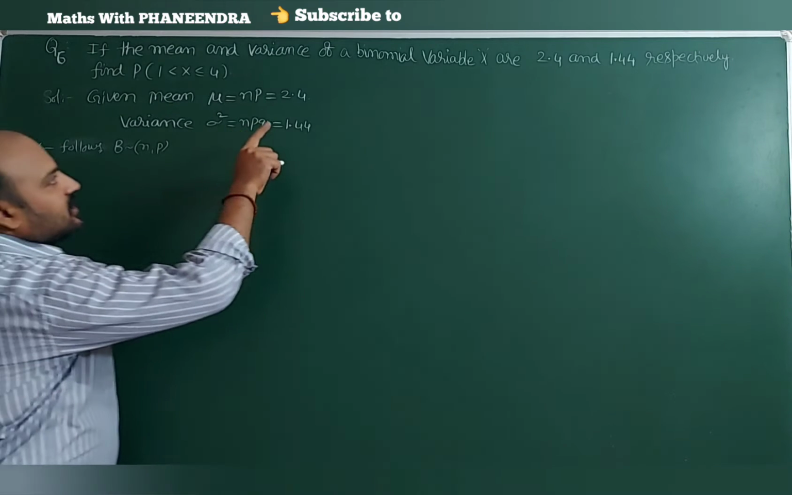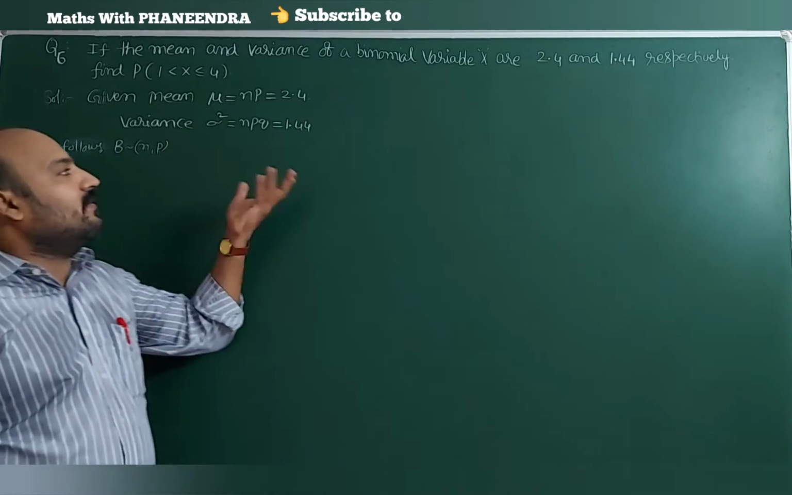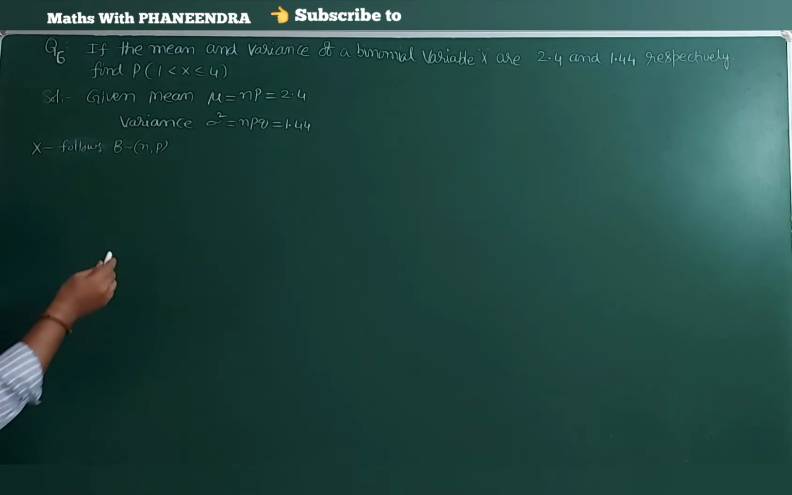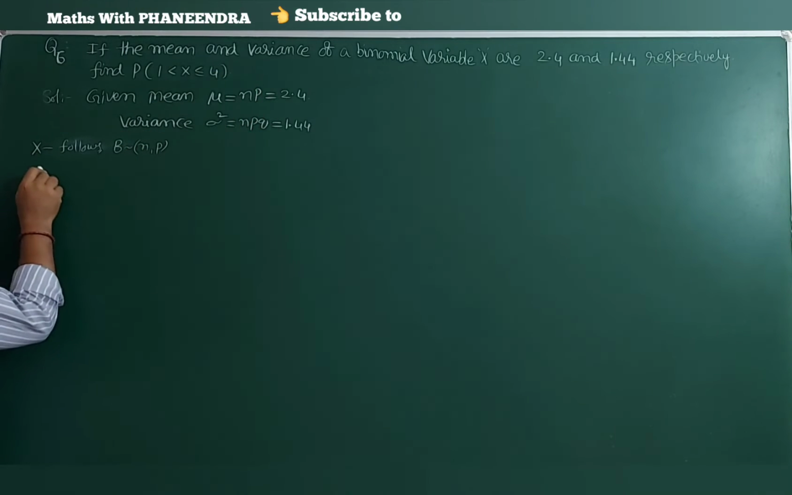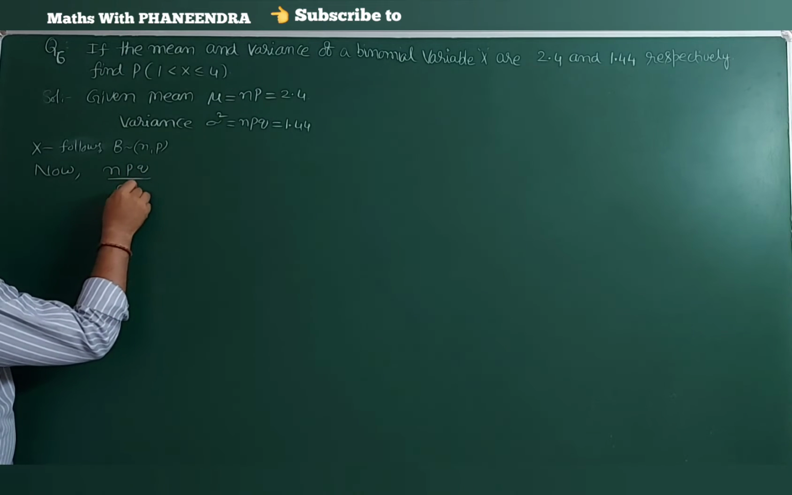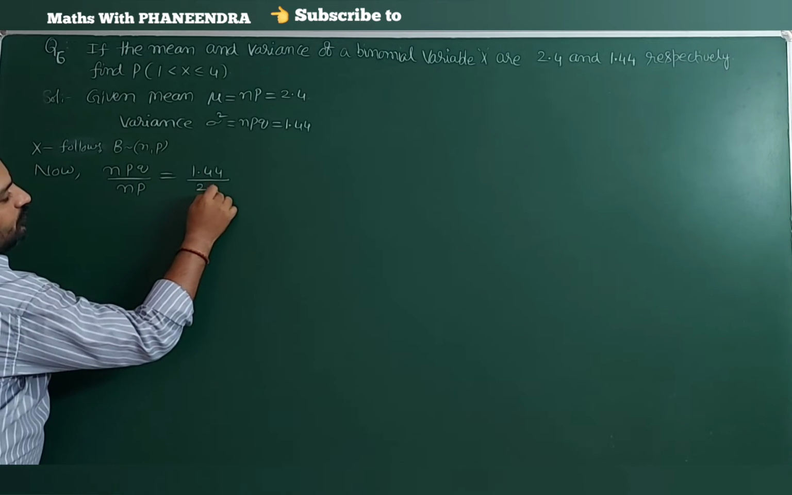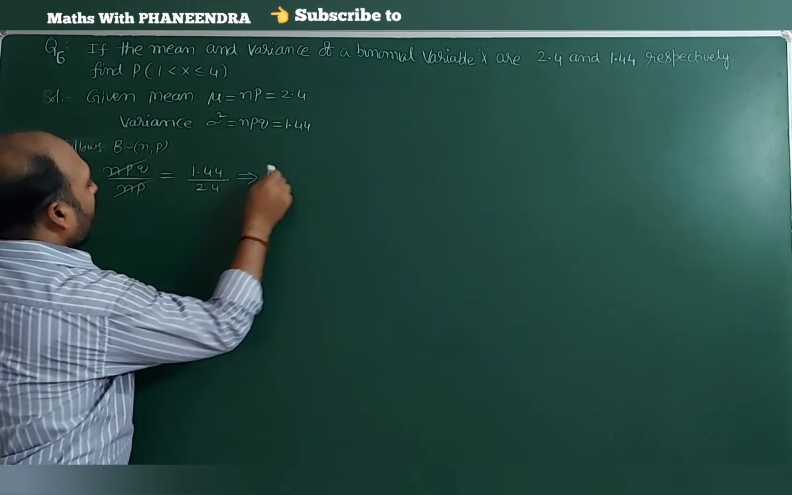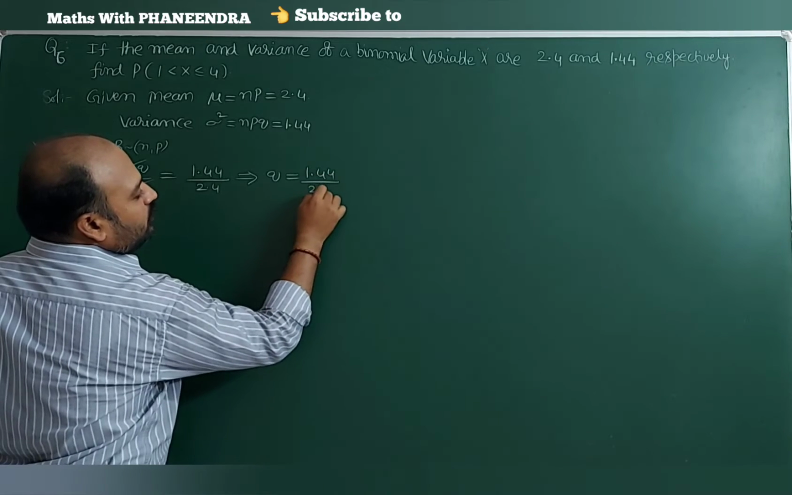So now they are asking P of 1 is less than x is less than or equal to 4. So first we need to calculate n value, p value, q value from the given information. Whenever mean and variance we have, we know how to calculate the value of q by dividing sigma square by mu. Now consider NPQ divided by NP is equal to 1.44 divided by 2.4. NP get cancelled. Q by 1 is equal to 1.44 divided by 2.4.